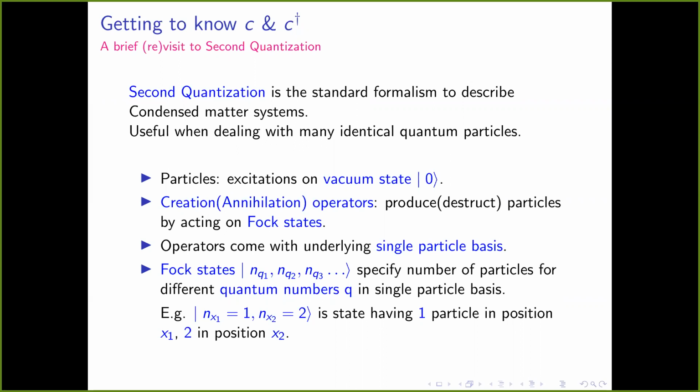These operators always come with an underlying single particle basis, meaning position or momentum. Fock states are denoted as a ket which specifies the number of particles with each of the quantum numbers in that single particle basis. So for example, if I have this state with n_x1 equals 1, n_x2 equals 2, this means that we are in a state where there is one particle at position x1 and two particles at position x2.